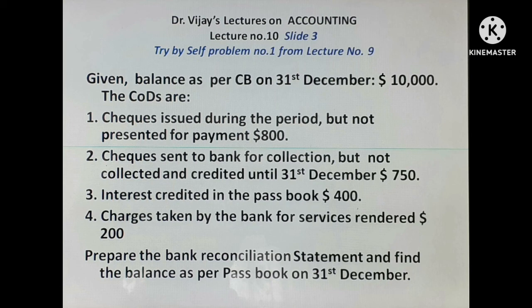3, interest credited in the passbook, $400. 4, charges taken by bank for service rendered, $200. You have to understand that items number 3 and 4 are recorded in the passbook but not recorded in the cash book. Prepare the bank reconciliation statement and find the balance as per passbook on 31st December.